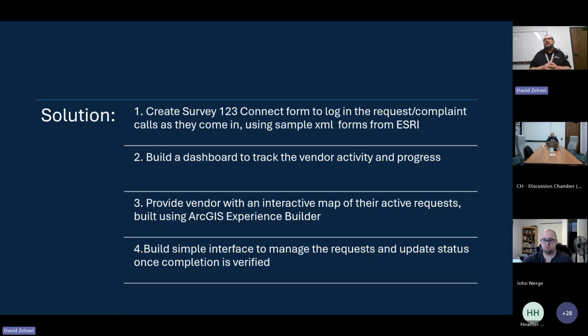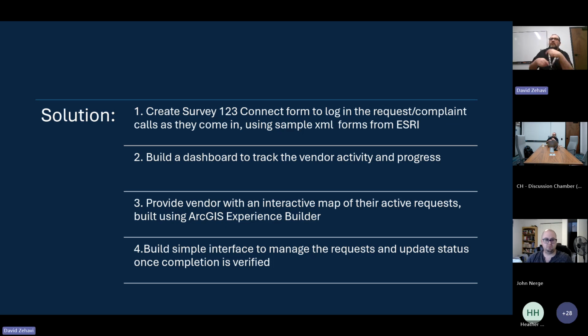So what we ended up building is a Survey123 Connect form that logs all the request information that comes in. And I used a couple of the sample XML from Esri to add to it and configure it so it'd be a little bit more interactive than it normally would be. We also built a dashboard to track the vendor activity and progress, so we know how many requests we have active out there, how many each vendor has, and how they're doing.